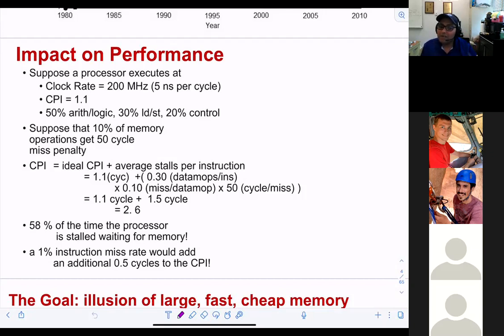Would you imagine that? 58% of the entire program running, this processor will be just waiting like this until the memory will satisfy the demand of the processor.